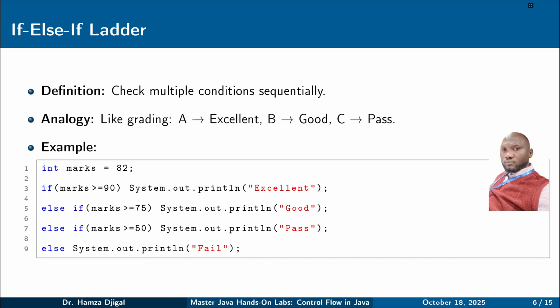Let's explain this. The first condition will check if this mark is bigger than this. In our case, that is not the case. As you can see in our case, we have 18, which is not true. So we are not going to print excellent.